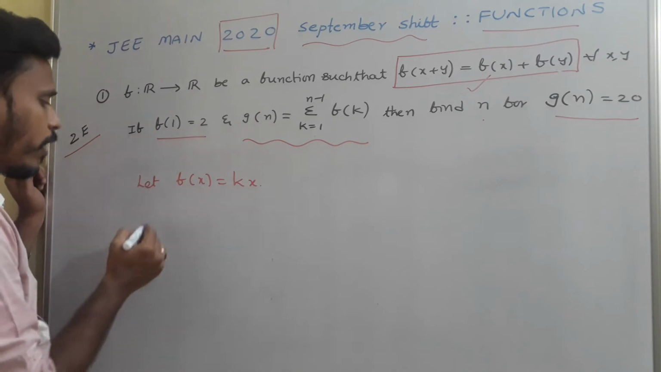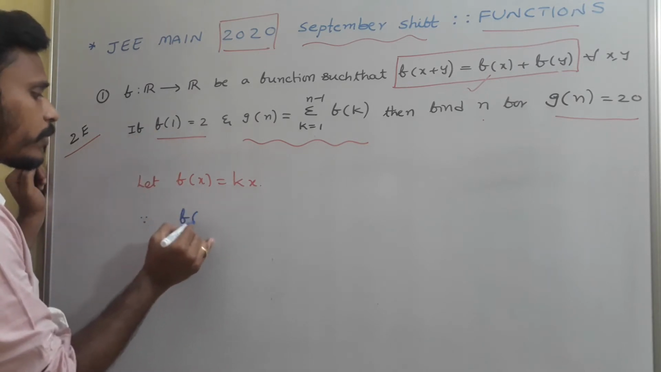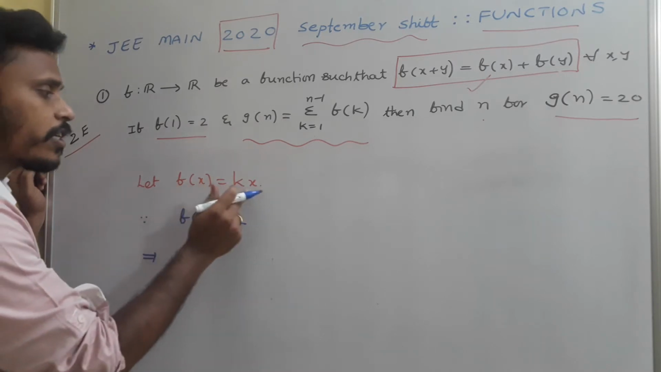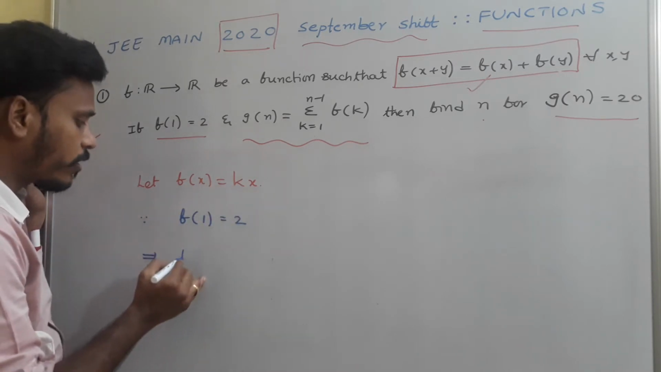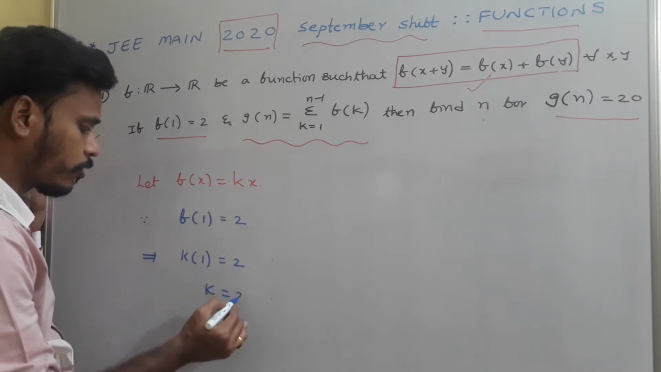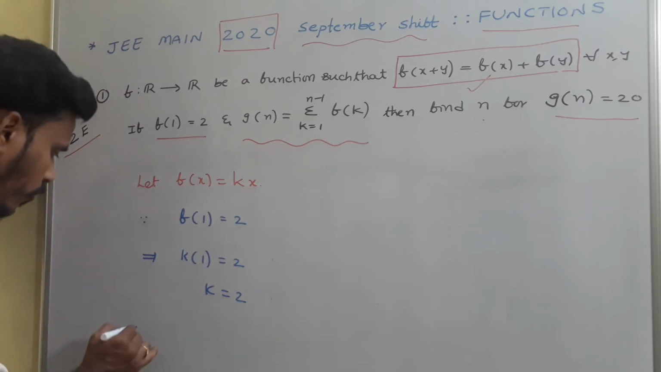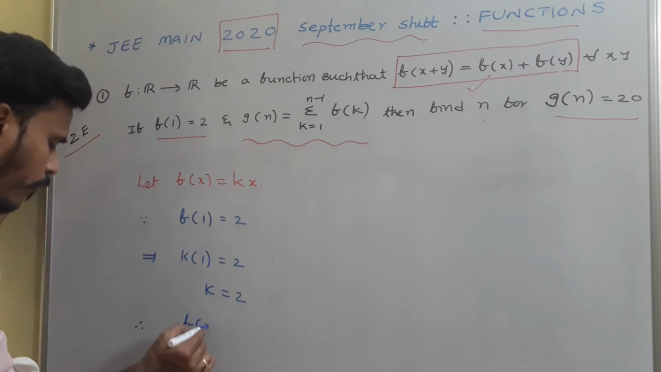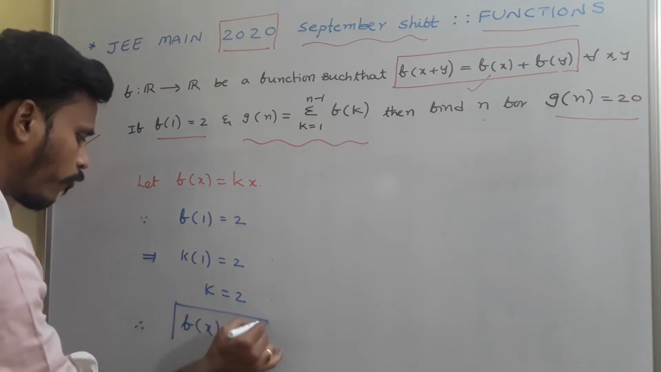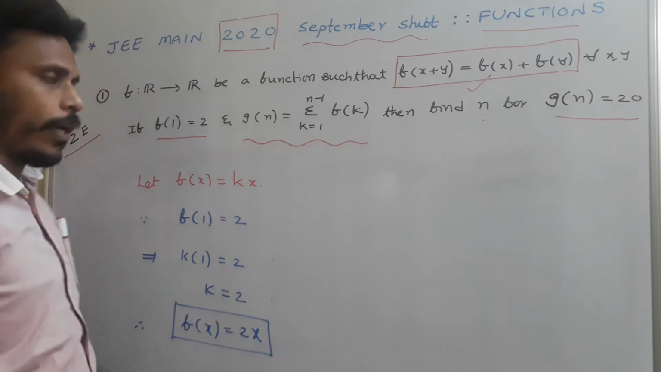Now f(1) is given as 2. Since we consider that the function is kx, f(1) is k into 1, which equals 2, so k equals 2. Therefore our function f(x) is simply 2x. Now the function is clear, which is 2x.